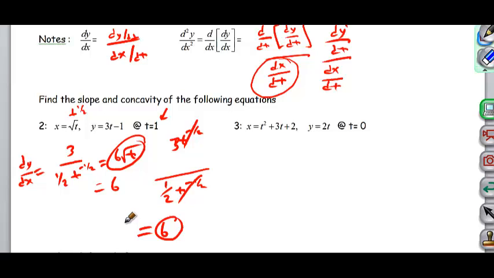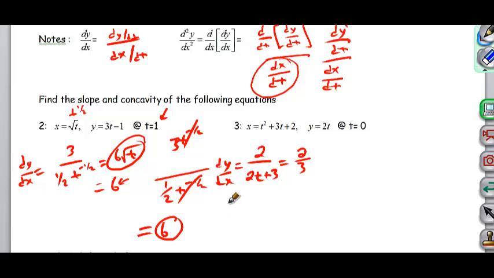Alright, so the slope at the point would be 6, and the concavity would also be 6. Fun stuff. Now let's try this again. So we want to find dy/dx, so we just take the derivative of y, which is 2, over the derivative of x, which would be 2t plus 3. That would be dy/dx. It's our slope, and we want to do this at t equals 0, so we end up with 2/3 when we plug in t to be 0.